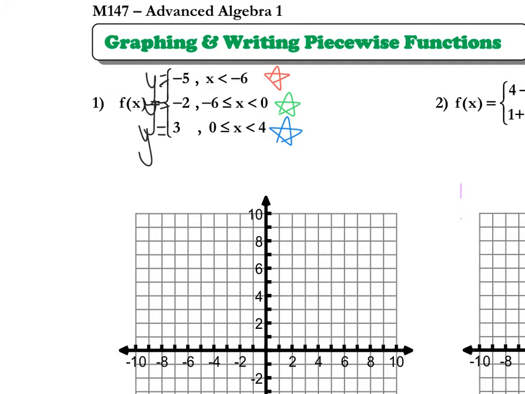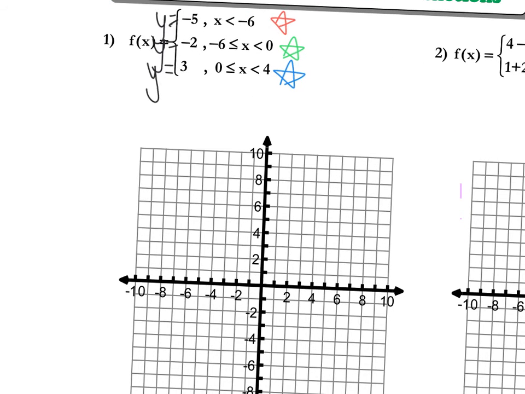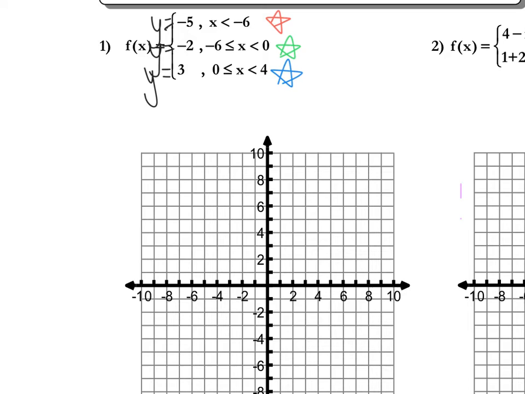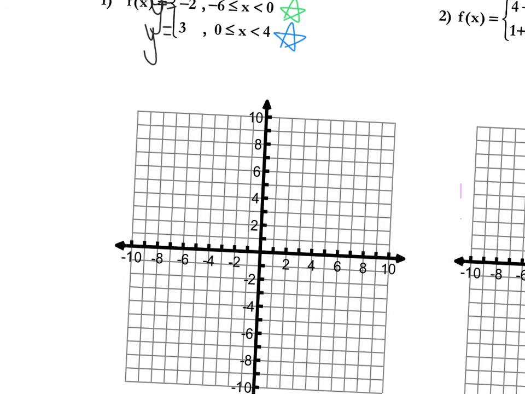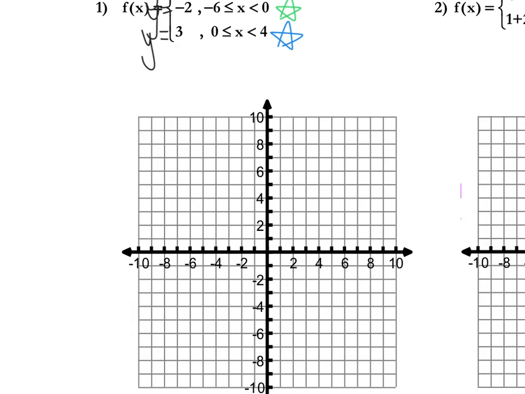Okay. So if we take a look at the first piece, I'm going to use red. I'm going to start this function at x equals -6, y equals -5. So I go to where x equals -6, I go down to -5. It's going to be an open circle. And then I want x less than -6, so I'm going to draw to the left.